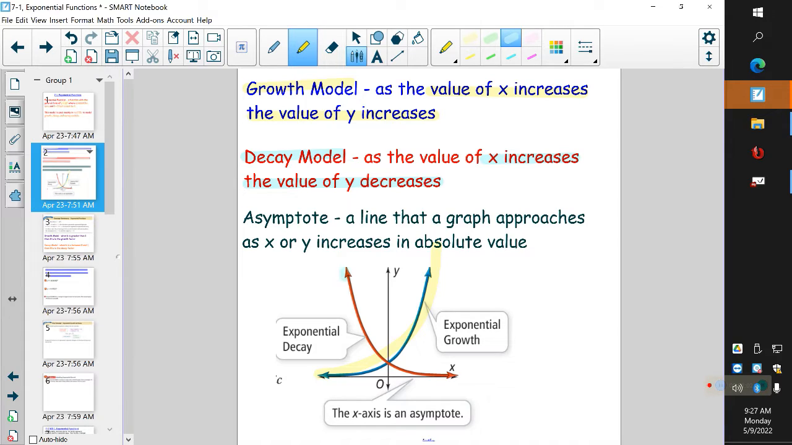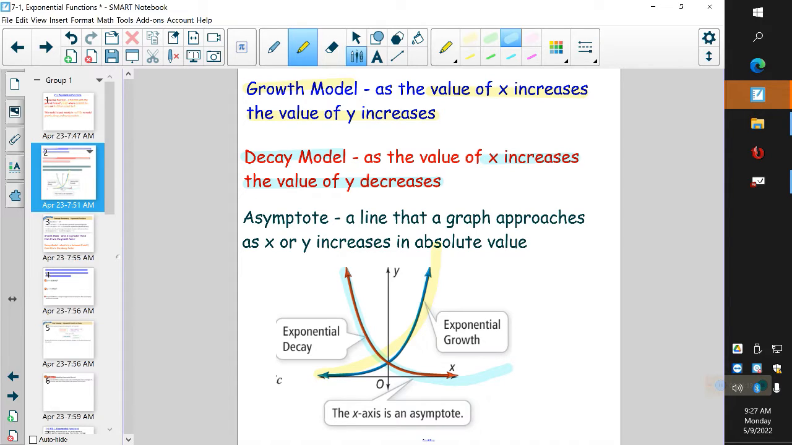So basically what you're going to see is in our world, our men and women are living longer and they're growing older. Does that make sense? So our decay model is decreasing instead of increasing. We are living longer. That's what we call exponential decay.